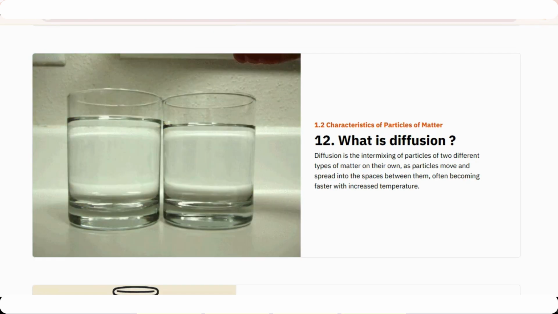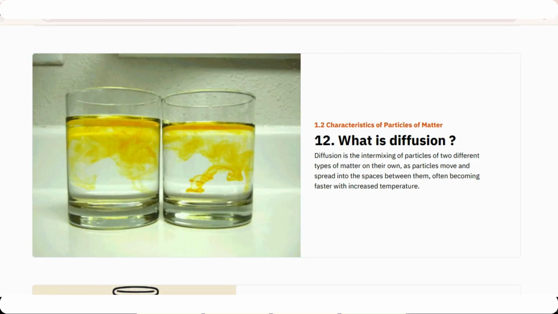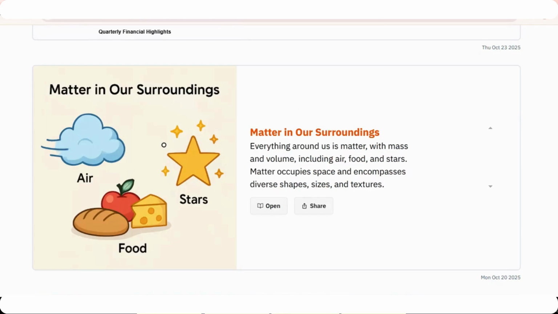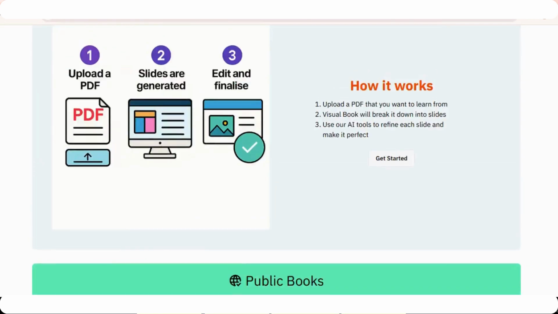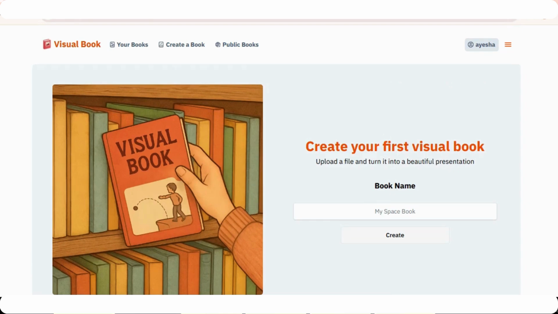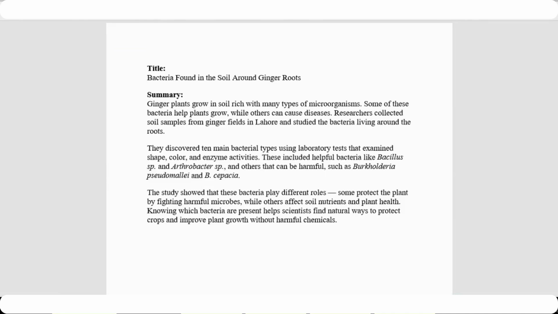So we can also create such a visual book with our PDF document, and for that I have to write the name of the book here, but first I want to show you the PDF document. Okay, I'm using a summary of a research article, and I'm not using the original article because of the copyright issue. So I think bacteria in the ginger roots would be fine. Let's give it a name.